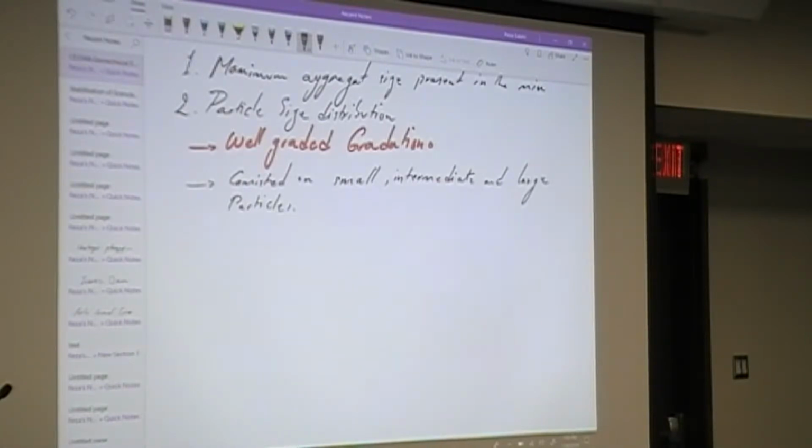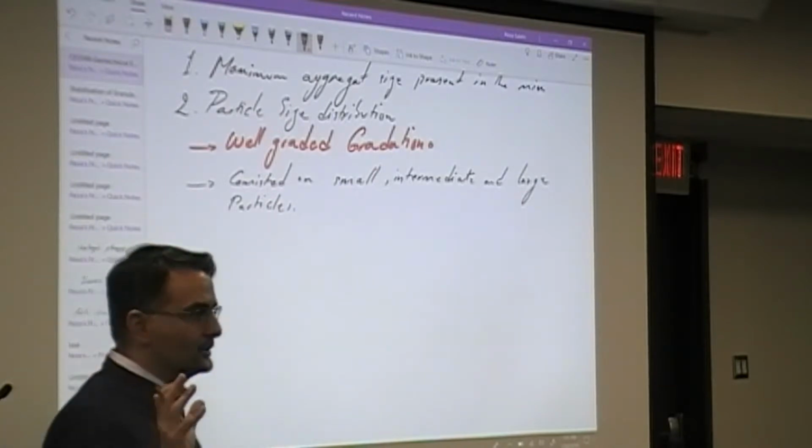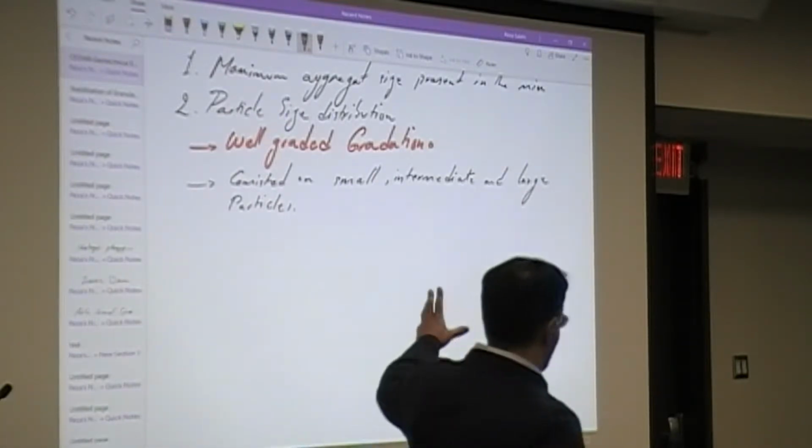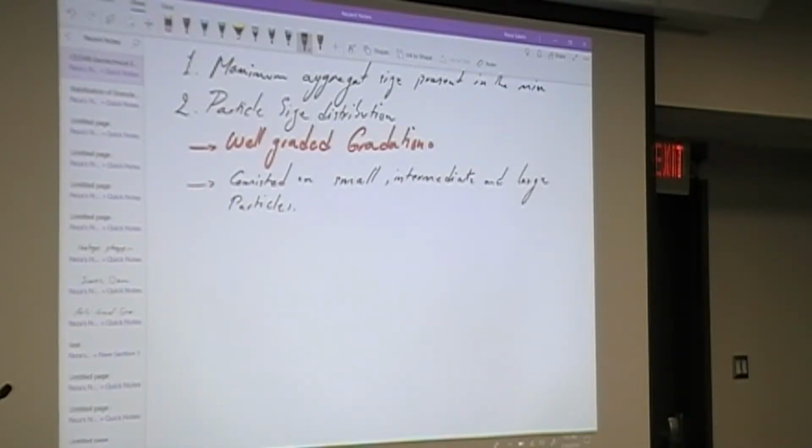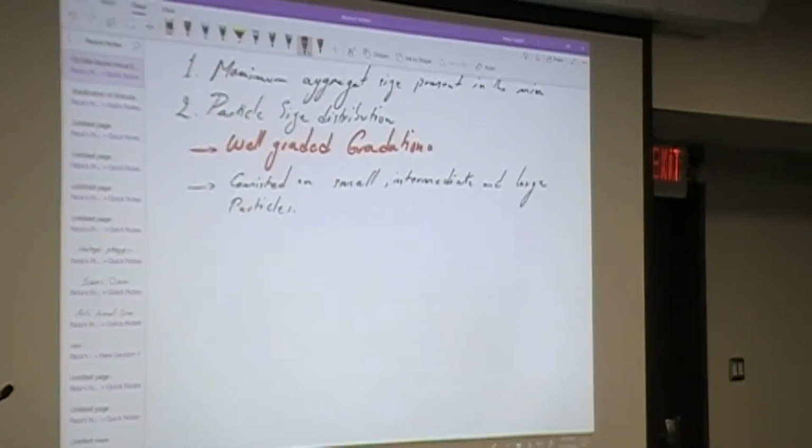A well-graded gradation consists of small particles, intermediate particles, and large particles. The way that you have to correlate this is with what we talked about previously. Remember, for the coarse-grained and fine-grained material, we had silt and clay, gravel and sand, right? So you want to have pretty much all of these within the mix so you can essentially maximize the density or maximize the packing.